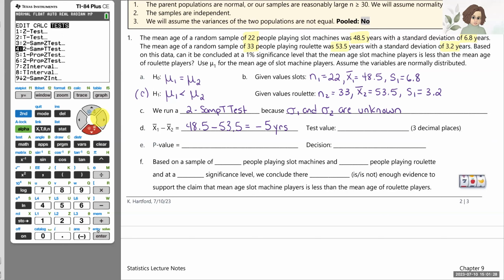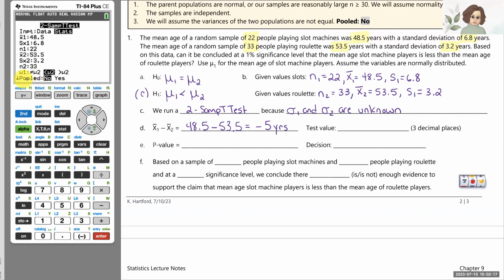So we just want to make sure to pick our 2-sample t-test. And now when we enter the statistics, it's a different order than the last screen. Now we enter the sample mean first for population 1, so 48.5, then sample standard deviation 6.8, sample size 22. Second population: 53.5 for the sample mean, 3.2 sample standard deviation, and that sample size was 33. And this one is a left tail test, so we have our mu1 less than mu2.